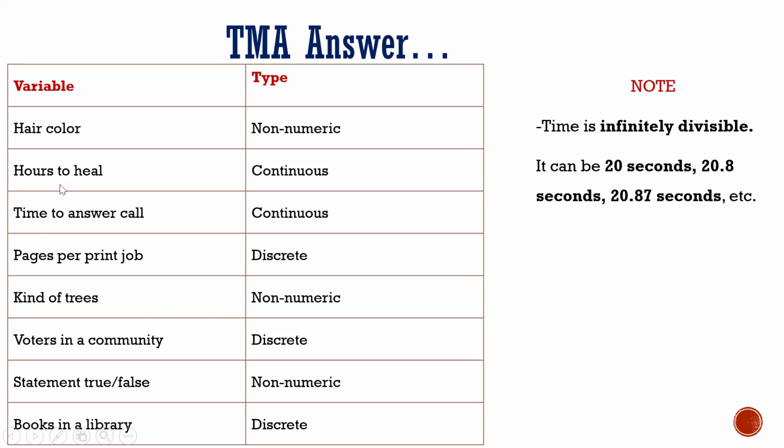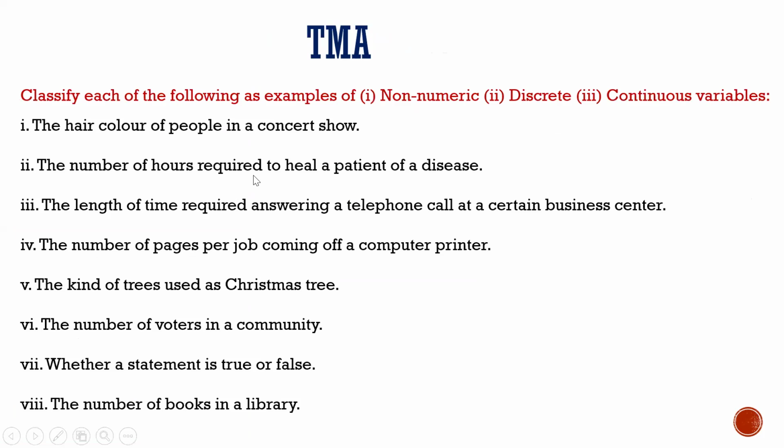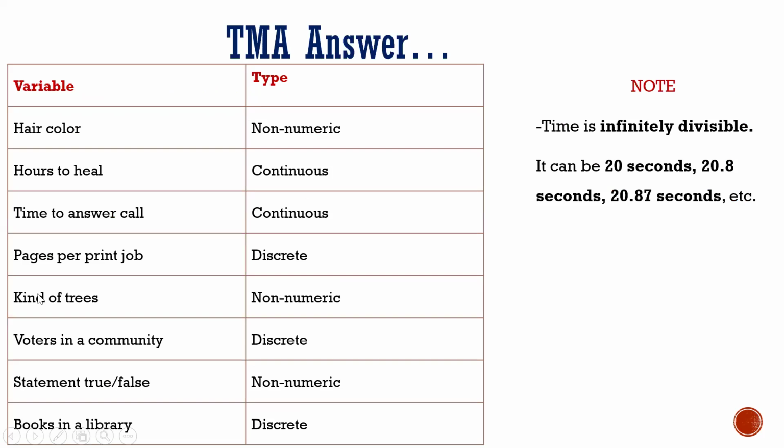Then the second question: the number of hours required to heal a patient of a disease. Is the hours to heal a disease a continuous variable? Yes, because it can take 1 hour, 30 minutes. It can take 20 seconds. It can take 1 hour. It can take 20.8 seconds. So it's a continuous variable because it takes different times for a particular illness to actually heal.